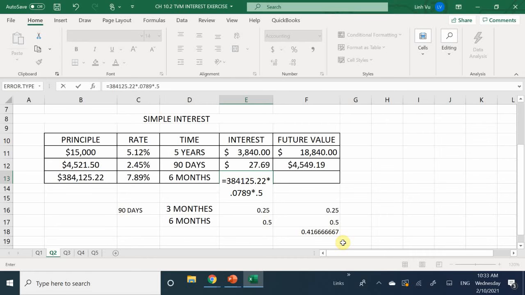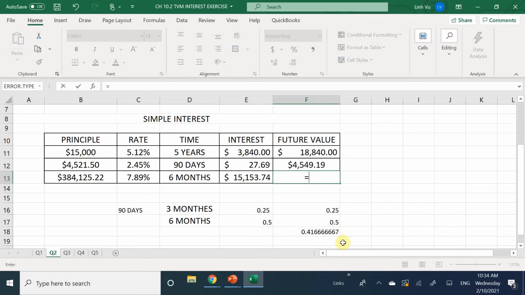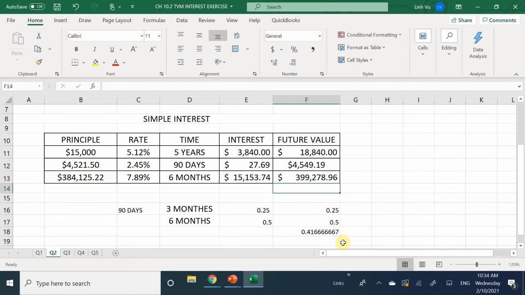So what's my total interest here? 15,153.74. Good. And lastly, what is my future value going to be? 399,278.96. Okay. Yes. Good. So again, that's how you do simple interest. Good job.